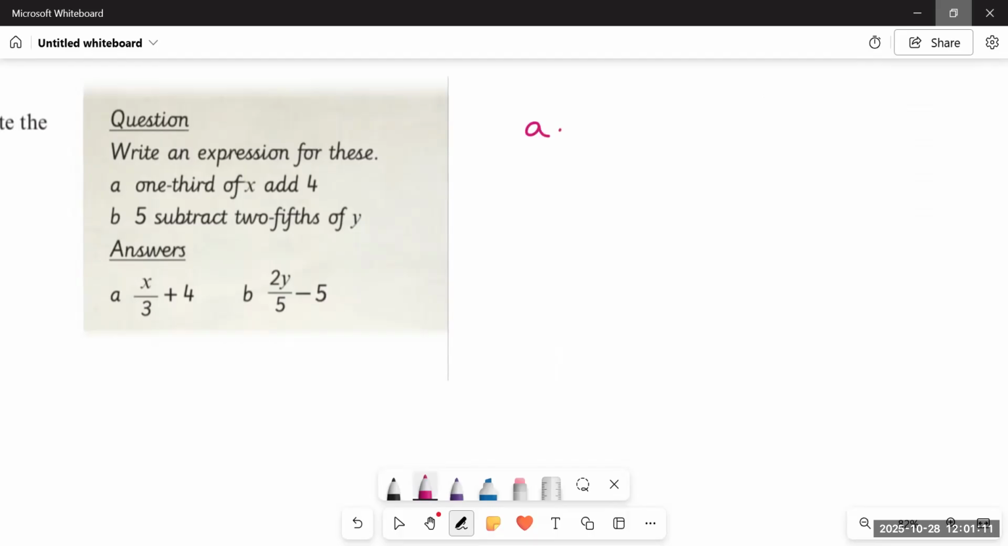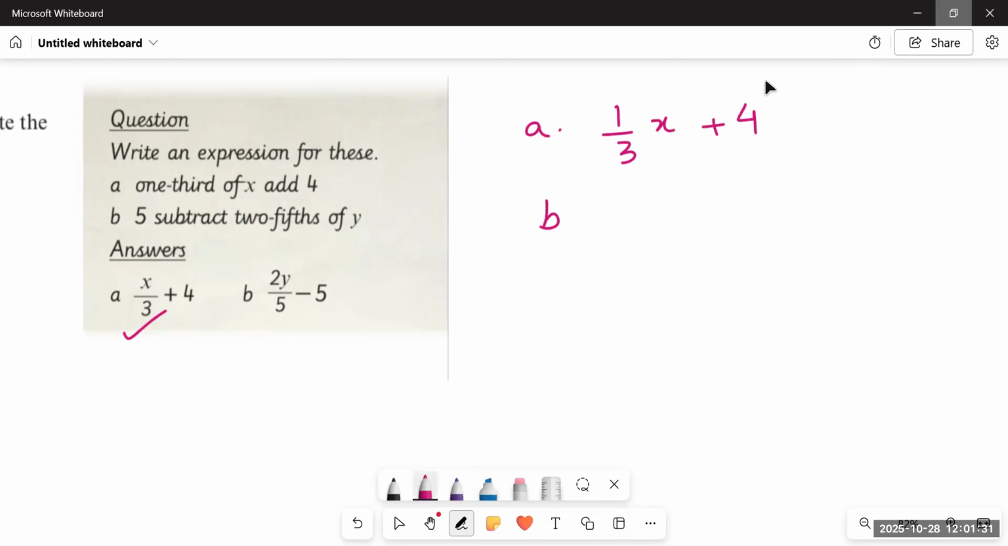It's 1 upon 3x, or you can say it's x over 3, both mean the same. Add 4 to it. And what has Pedro written? Pedro has written the same thing, x over 3 plus 4. So that's correct. Already correct. Let's find out what mistake has been made in B. Let's see if there is any.